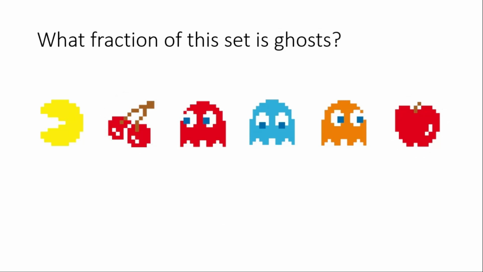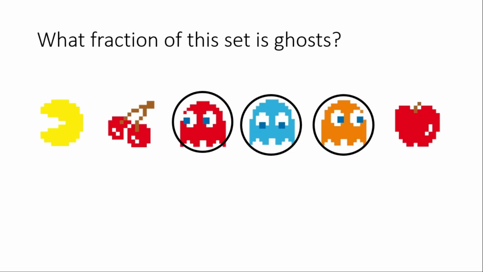Next question. What fraction of the set is ghosts? Okay, well, let's identify the ghosts. 1, 2, 3 ghosts. And then we need to express that as a fraction of all of the objects in the set. So, make our line. And again, there are 6 objects altogether. Denominator is 6. And then how many of them are ghosts? Well, it's 3, so it's going to be 3 sixths. Now, there's another way of expressing this as a fraction, but I'm not going to tell it to you yet. You'll get to learn that next time.